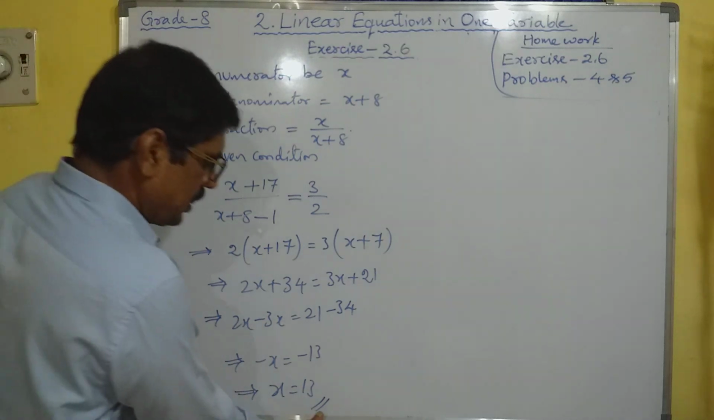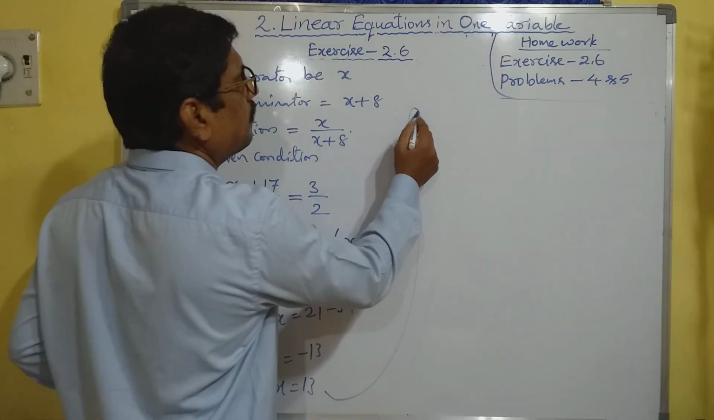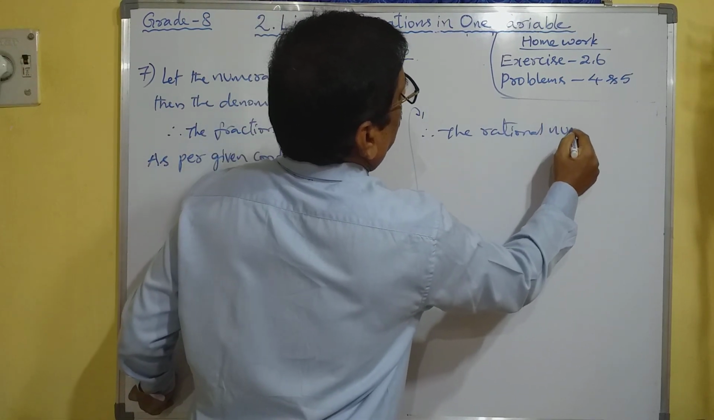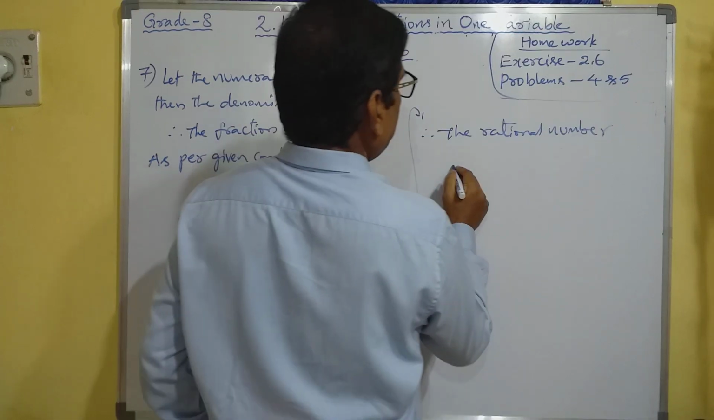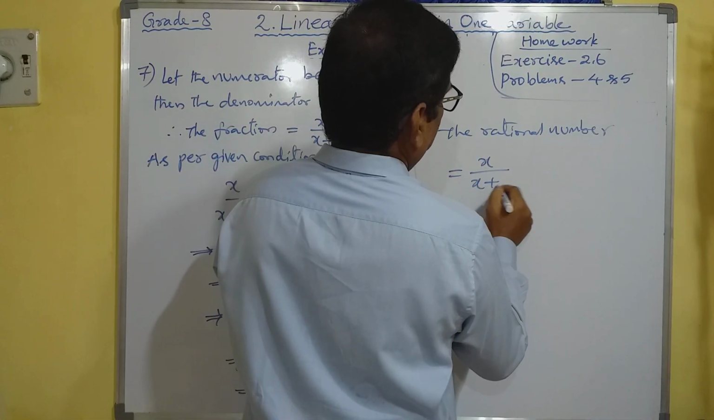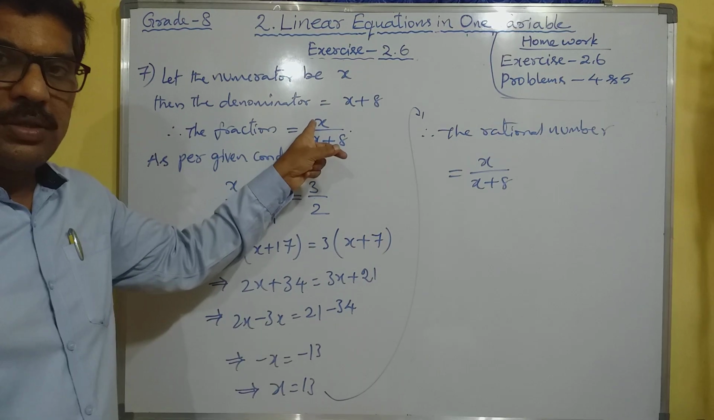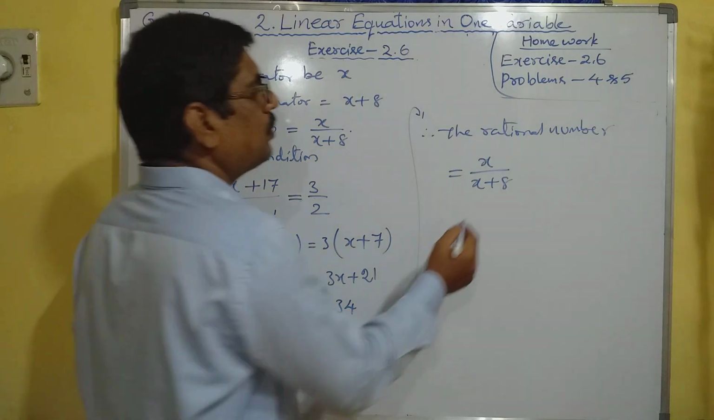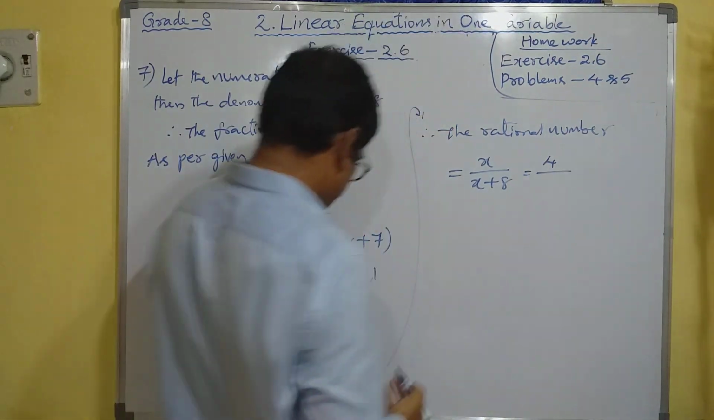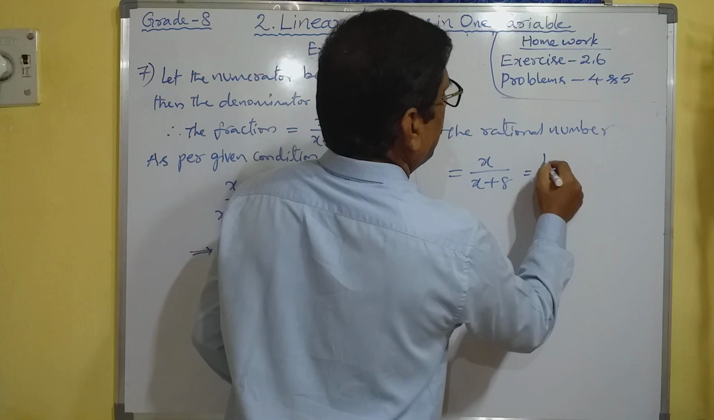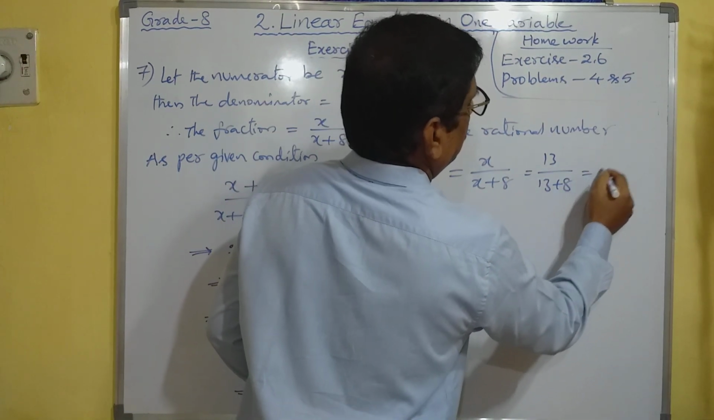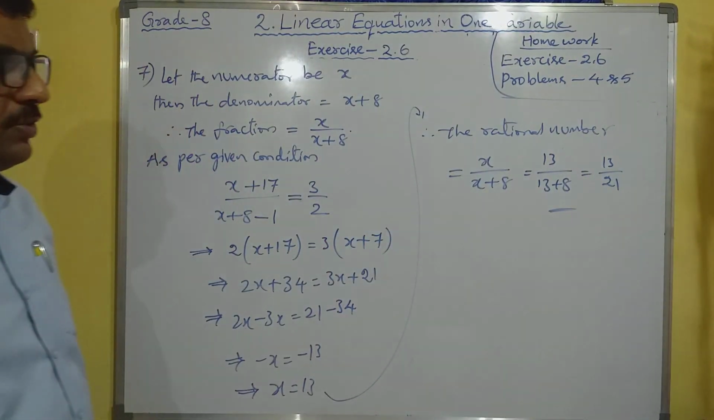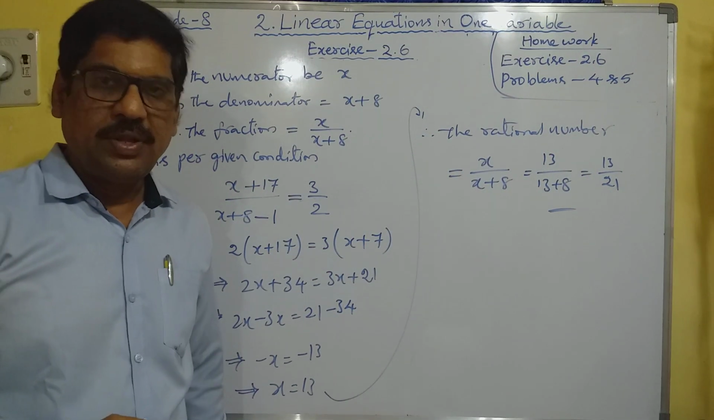Then we get, what is the fraction? We need to find the fraction. Therefore, the rational number is equal to x by x plus 8. Actually, the rational number, that means it is in the fractional form, x by x plus 8. Let us substitute the x value, which is 13. 13 by 13 plus 8, and 13 plus 8 is 21. Therefore, the answer is 13 by 21. That is the rational number.